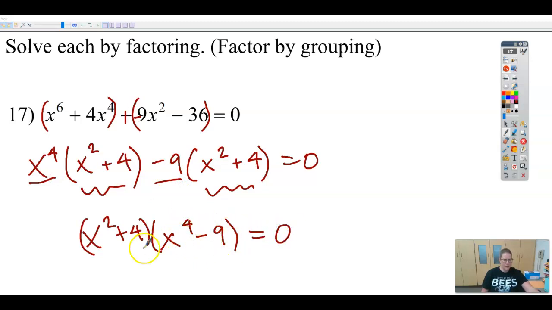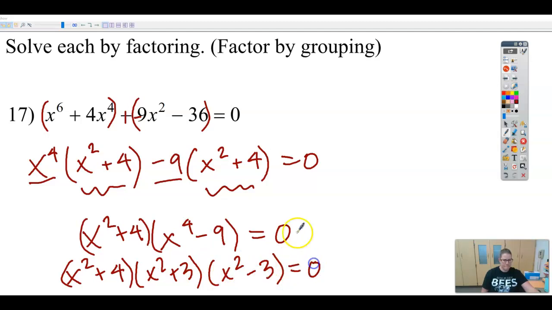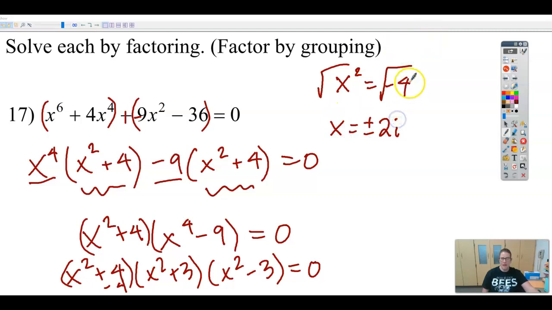Again, a difference of perfect squares. So that's going to be x squared plus 3 times x squared minus 3. Now I need to take each one and solve. So for this one I would subtract 4 from both sides, right? So I'd get x squared equals -4. When I take the square root of -4, I'm going to get plus or minus 2i. Because the square root of 4 is 2, and I've got a negative under my square root, which makes it imaginary.